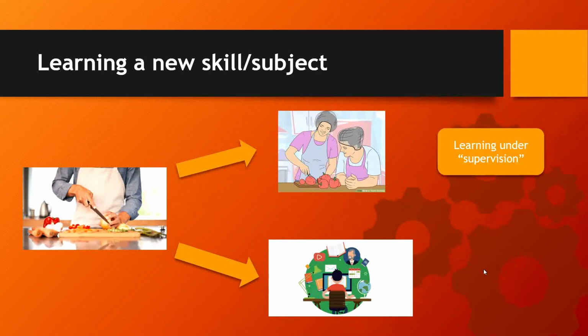The first kind of cooking, if you focus on, or the first kind of learning rather, is learning under supervision. You're learning under the supervision of an expert who's teaching you how to cook with a specific target in mind, right?